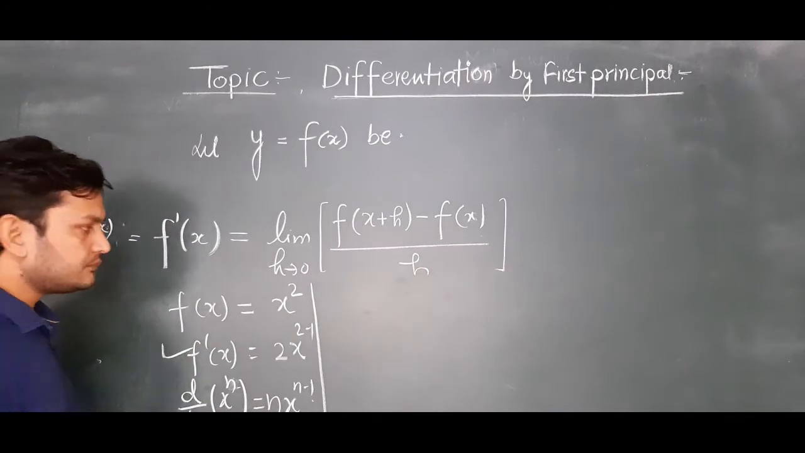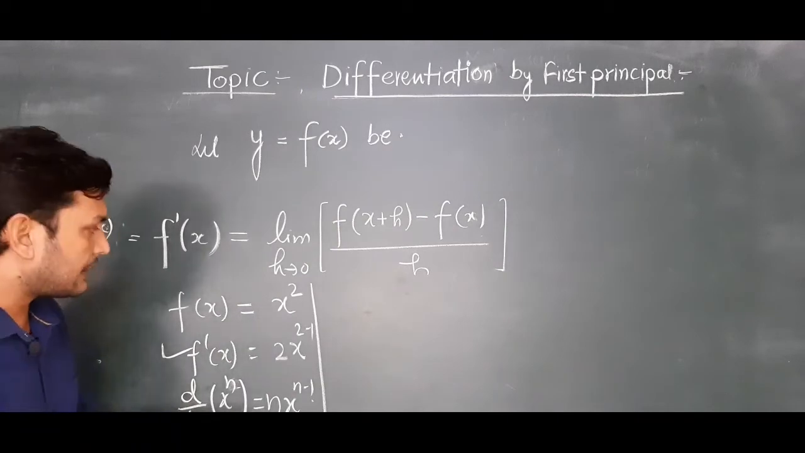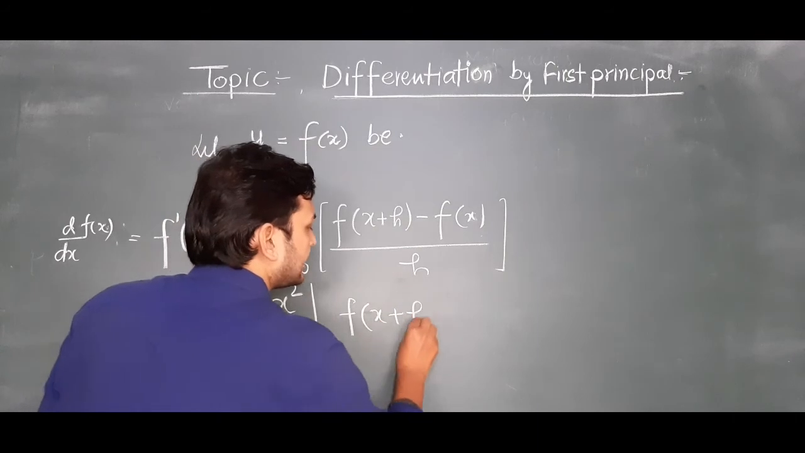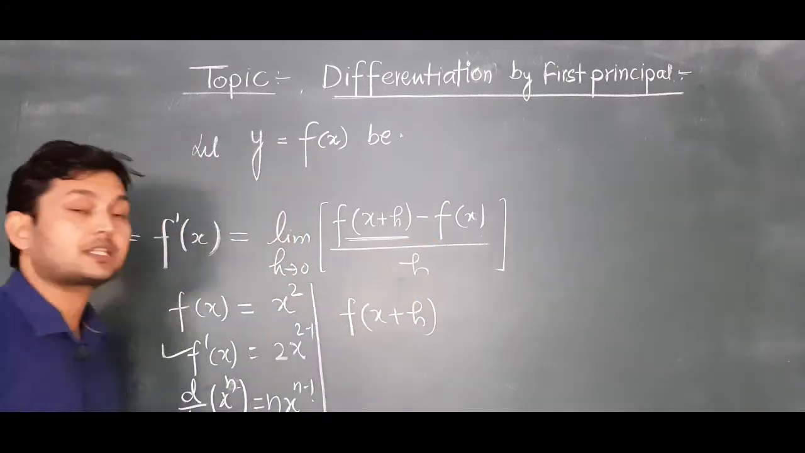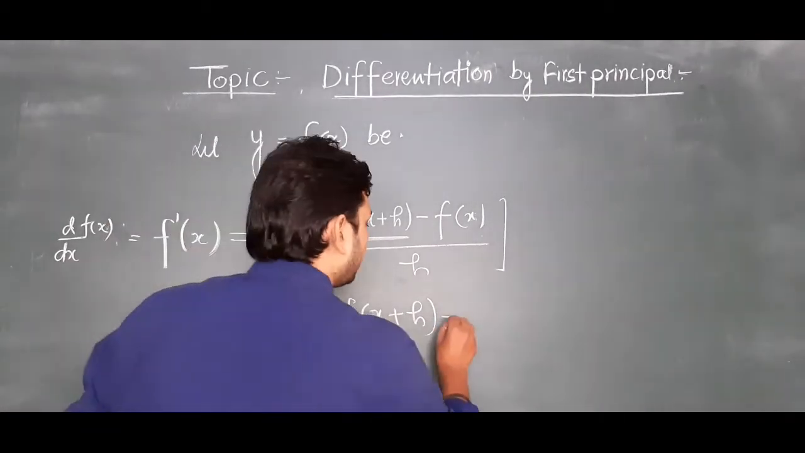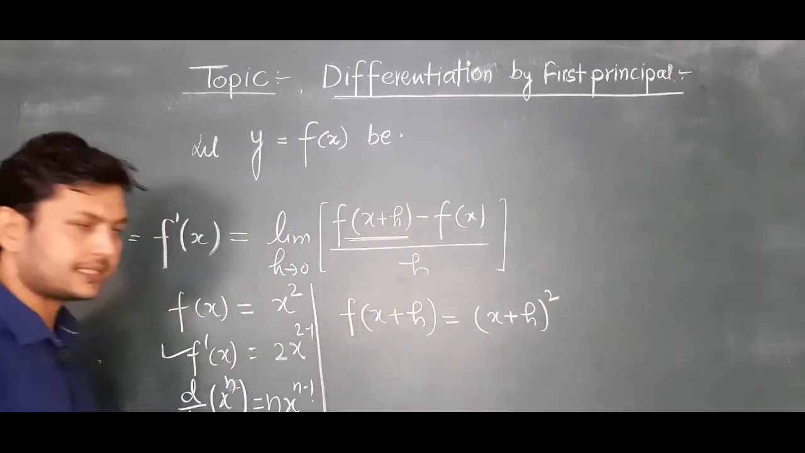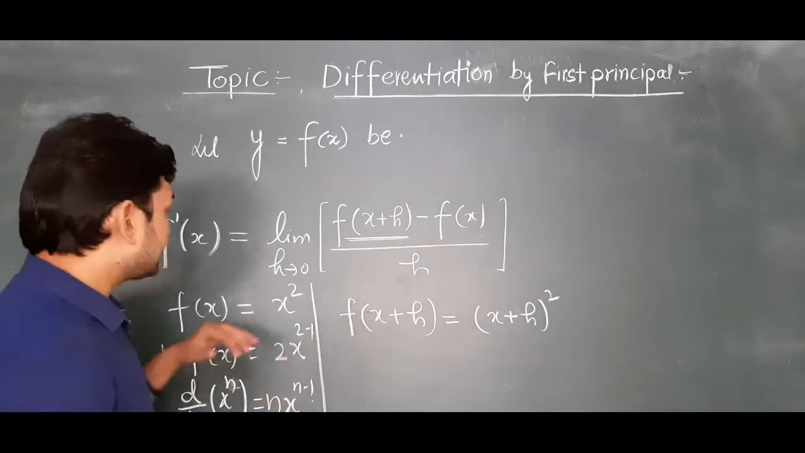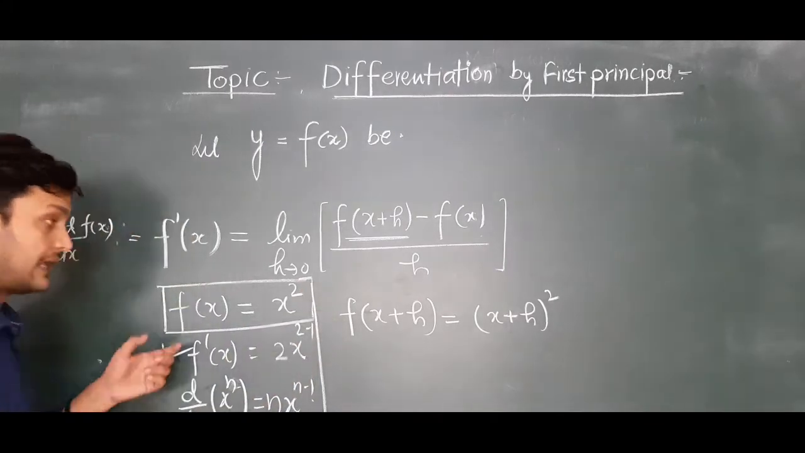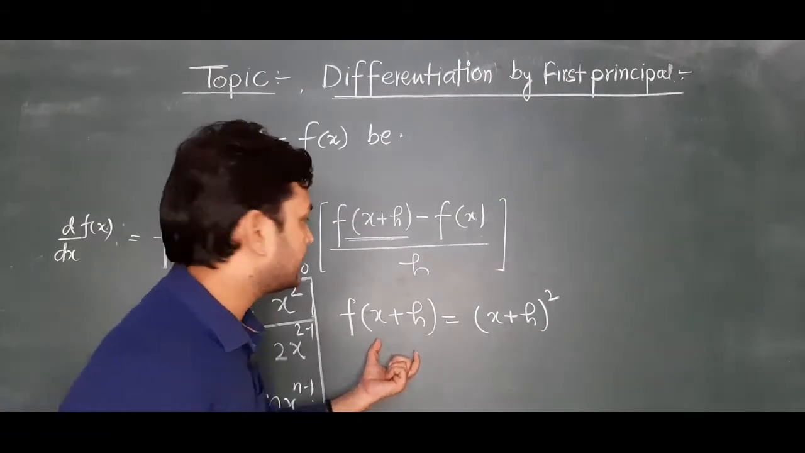Let's see that. Before applying this, we will do some fundamental steps. We will calculate f(x plus h), because you can see it in the formula. So we must have the value of f(x plus h), and this will be equal to (x plus h) whole square. Now f(x) is already given, so there is no need to find it, and with the help of f(x) we will find f(x plus h).